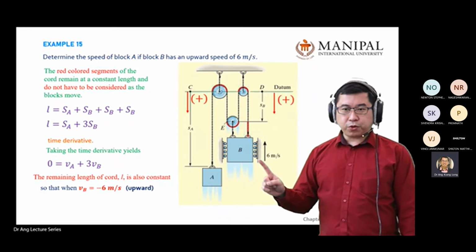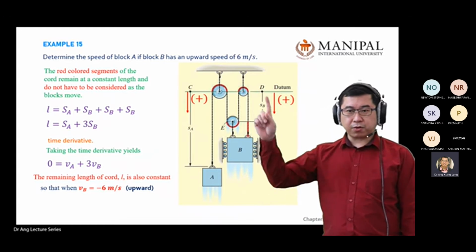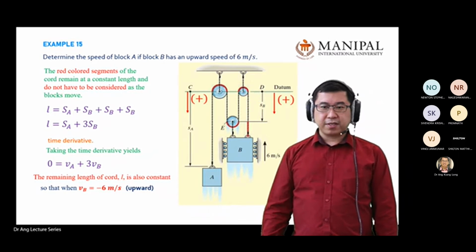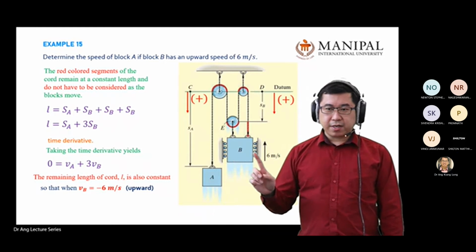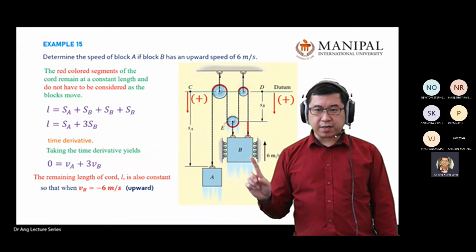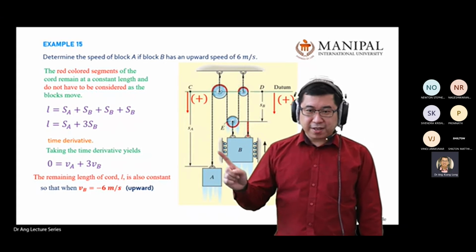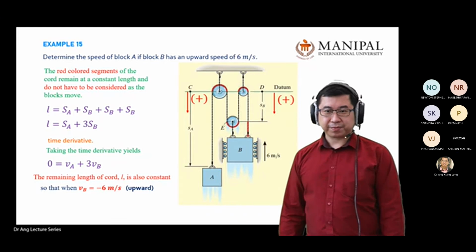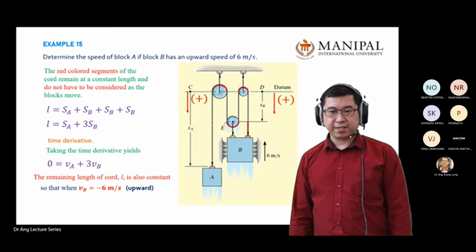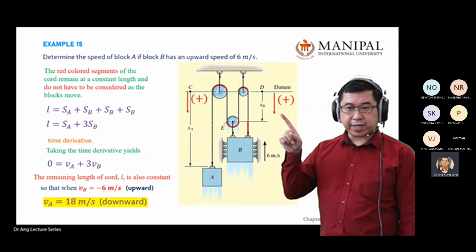So if you move 6 meters up, right? 6 meters go up, what will happen to A? You move B up, A will go down. Move B up, A go down, right? Correct? Move B up, A will go down, right? Yes, sir. So your question just now is about the datum, right?